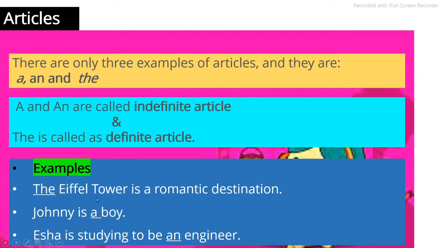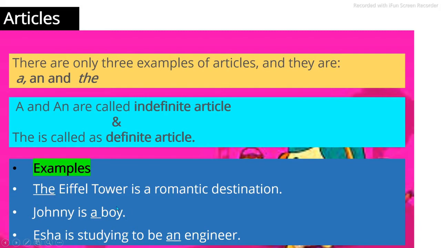So you can see, the Eiffel Tower is a romantic destination. So Eiffel Tower is the noun, and the definite article the is used to modify the Eiffel Tower. How is it modifying? It is showing that the Eiffel Tower is one and only. It is specific. The definite article is used to show some definite or specific thing, which is one and only, or a definite thing which we are talking about.